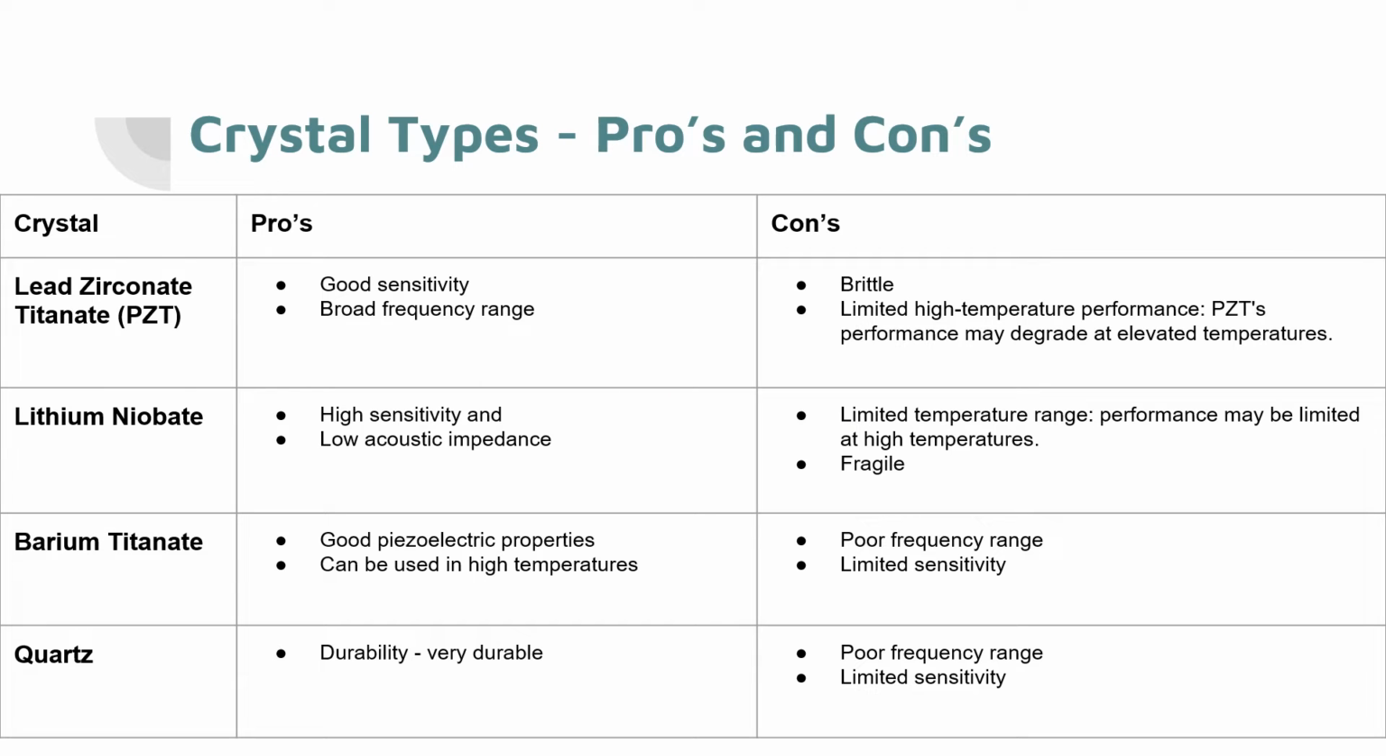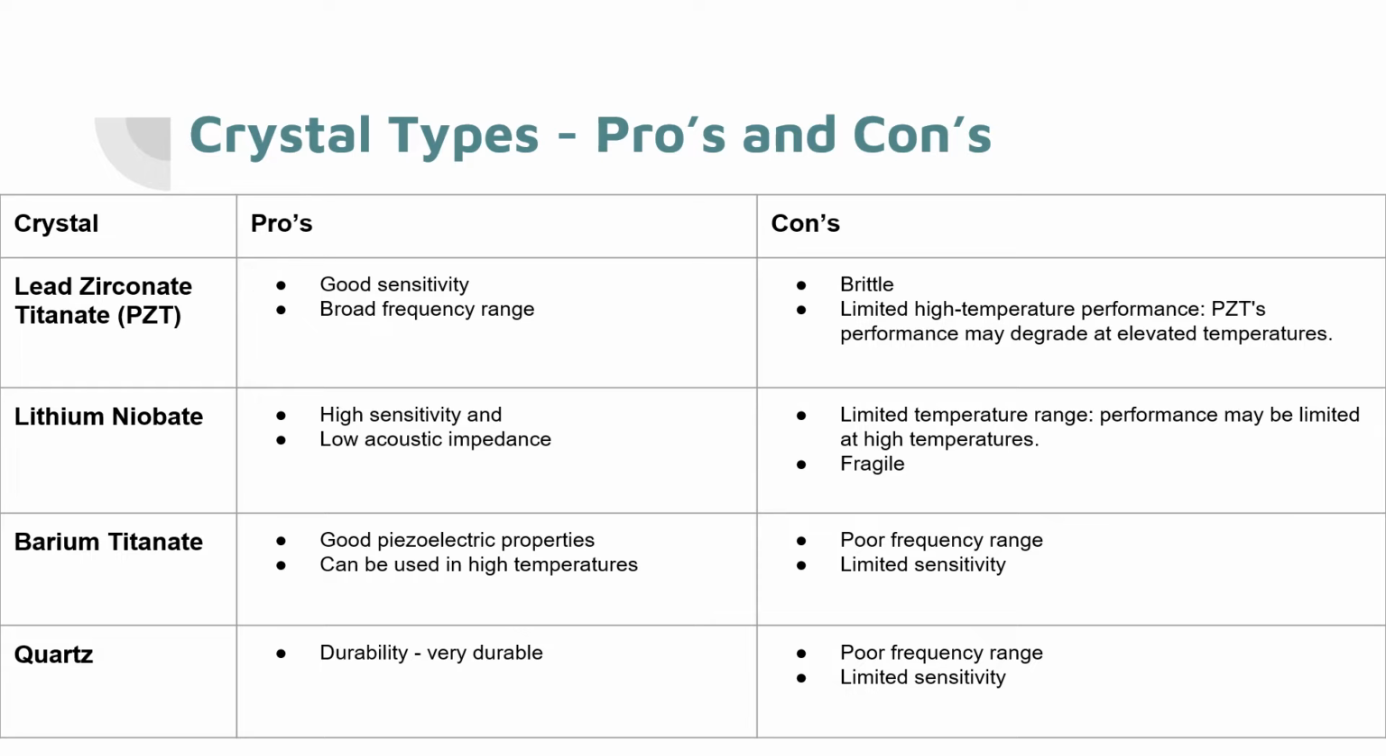Just a quick word on some of the pros and cons. Lead zirconate titanate has good sensitivity and a broad frequency range, but it's brittle and limited in high temperature performance. Lithium niobate has high sensitivity and low acoustic impedance. We'll probably get to acoustic impedance in my next lecture on this. However, it's also limited in temperature range and very fragile.